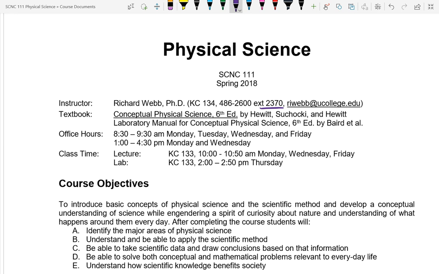Class time is, of course, from 10 to 10:50, and then we have lab on Thursday afternoons from 2 to 2:50 p.m. That's not right. 4:50 p.m. That would be a really short lab. So it'll be in this room, 2 to 4:50 p.m. on Thursdays, starting this Thursday. So we'll have lab this week.